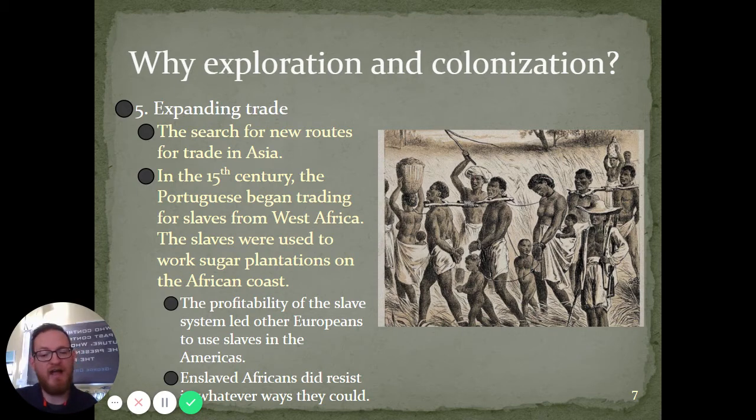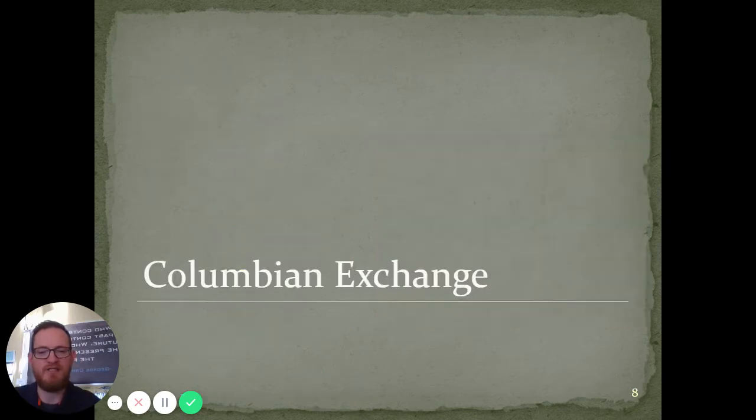Now, of course, enslaved Africans did resist in whatever ways they could, but you'll see in a lot of ways it really didn't matter in the end. Despite their resistance, you're still going to have a lot of people be put into slavery.